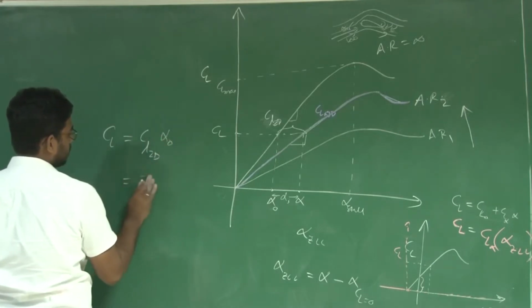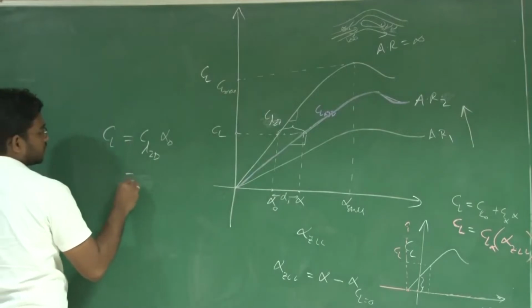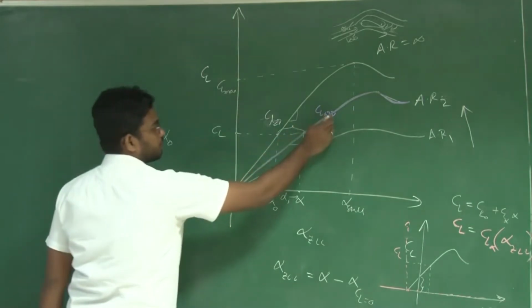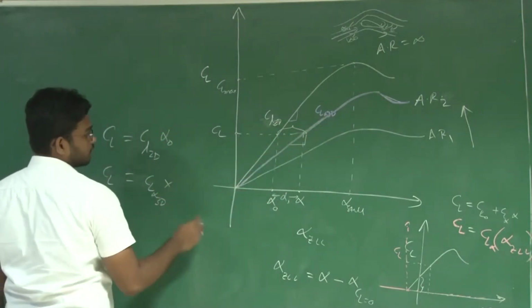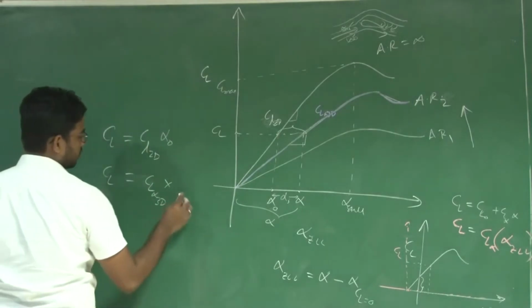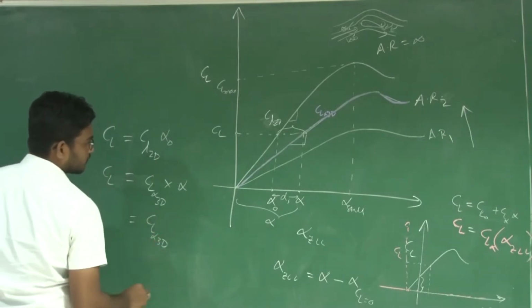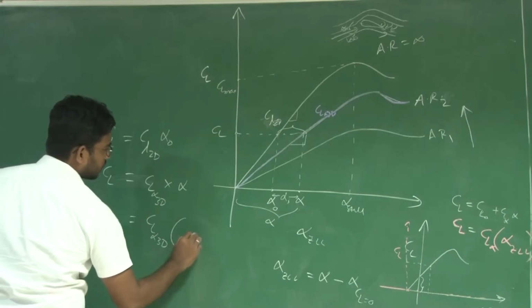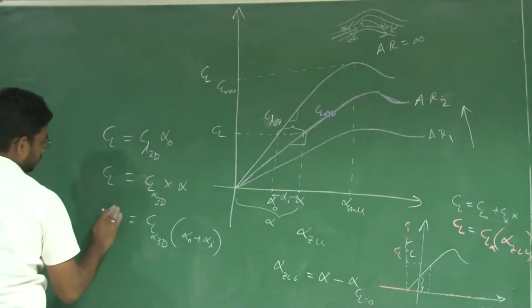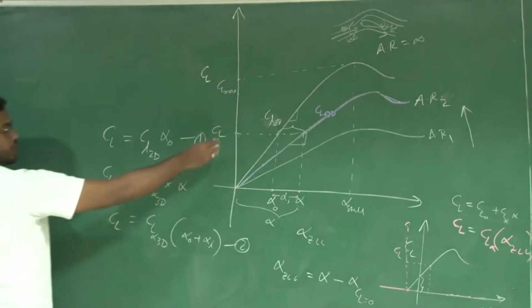So this alpha naught, okay. Now the same CL, if you want to find out from the wing, this equals CL alpha 3D, the wing with finite aspect ratio, into alpha. So CL alpha 3D is equal to alpha naught plus alpha I. Equating equations 1 and 2, because both are representing the same value of CL.